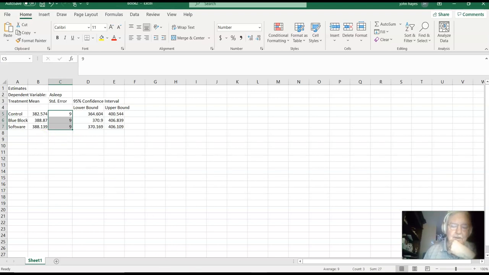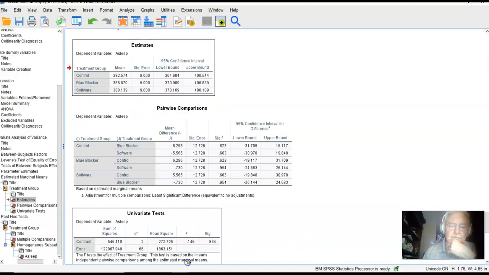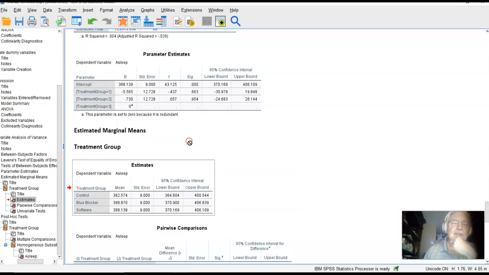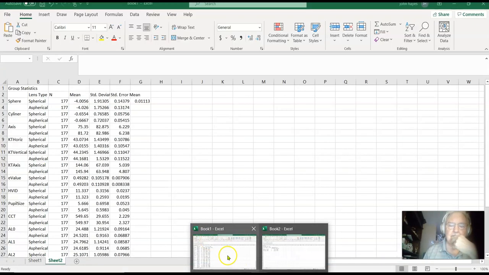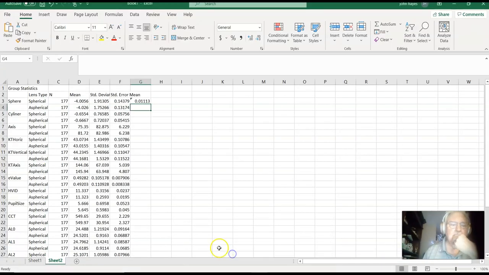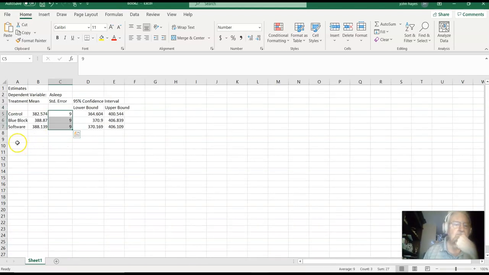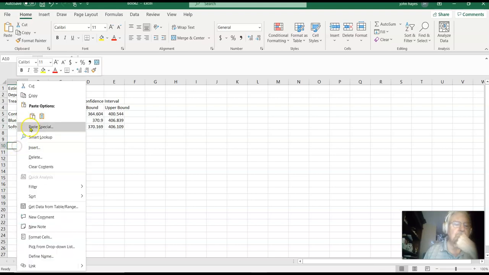Let's go back to our output. And let's copy in the between subjects, the test of between subjects effects. So we copy, and we go into Excel, and we paste.